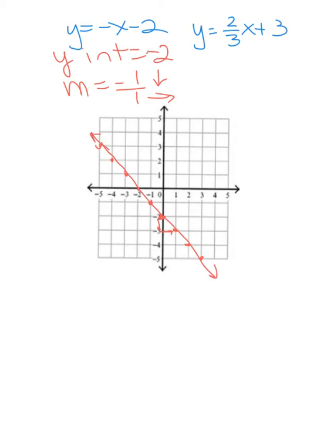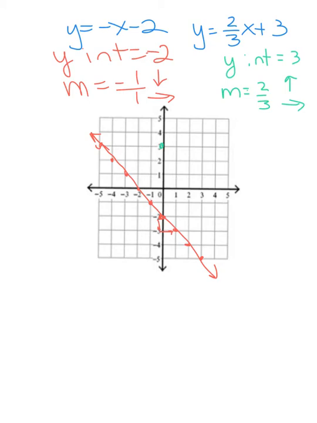And now I'll go on to my second line there. So I have y is equal to 2/3 x plus 3. In this case, my y-intercept is 3. My slope is equal to 2/3. So that means I'm going to go up 2 and then to the right 3 from my y-intercept.